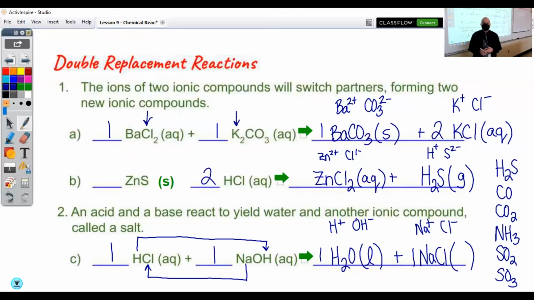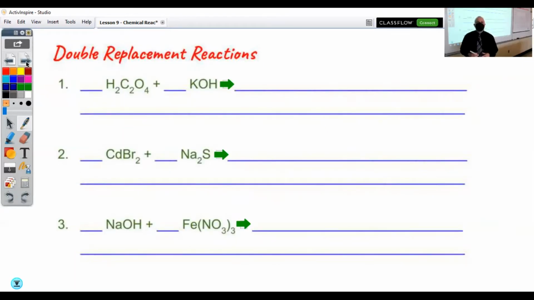Finally, for sodium chloride, sodium is a group 1 compound, chloride is a halogen, so we can use the rule that all group 1 compounds are soluble. We can go ahead and write AQ here. Okay, let's take a look at the homework.